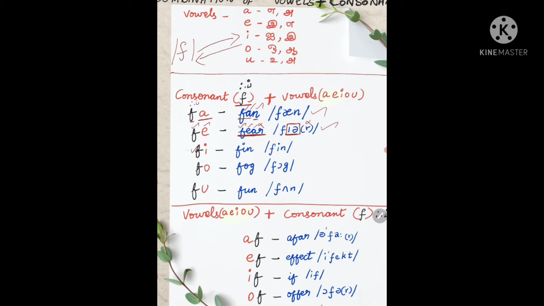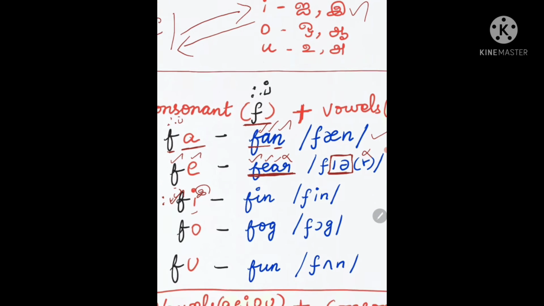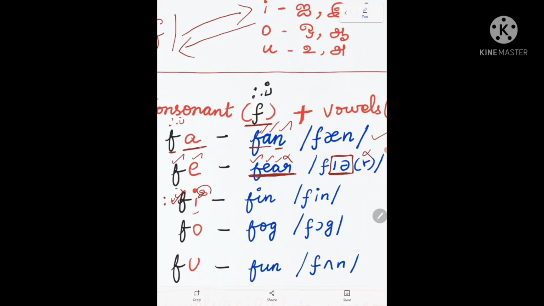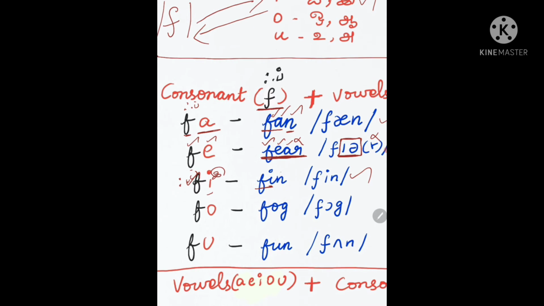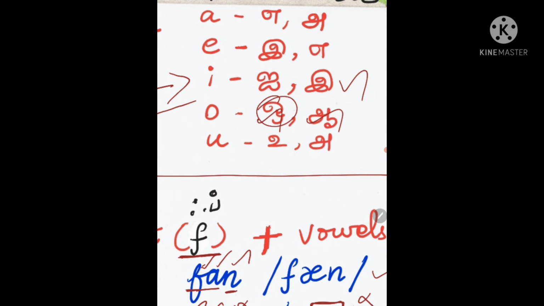If e, this is e, e sound. Okay? Fee, fee, as in fin. If o, fo, fa. Okay? See here.